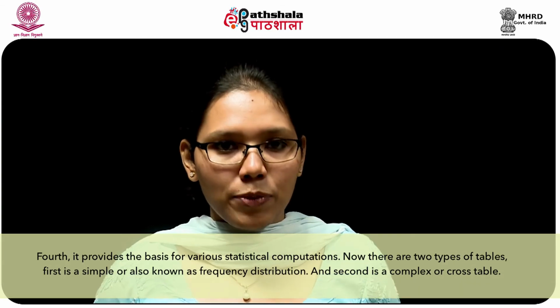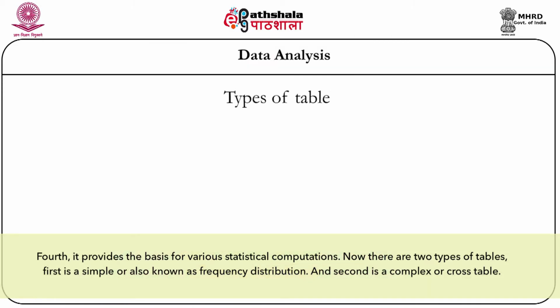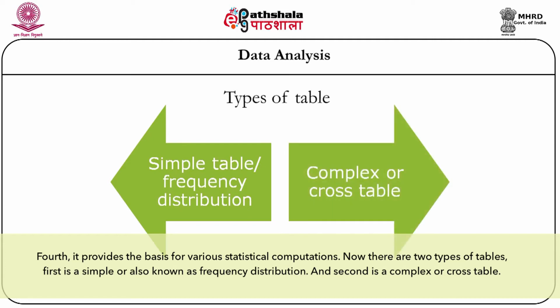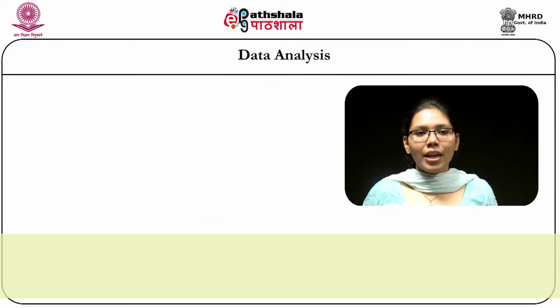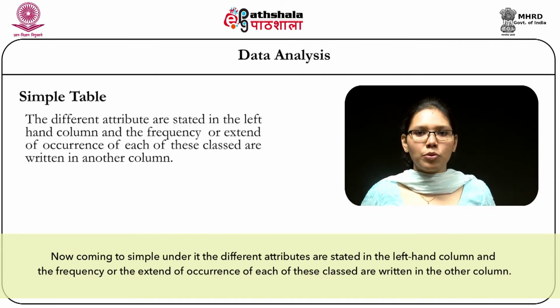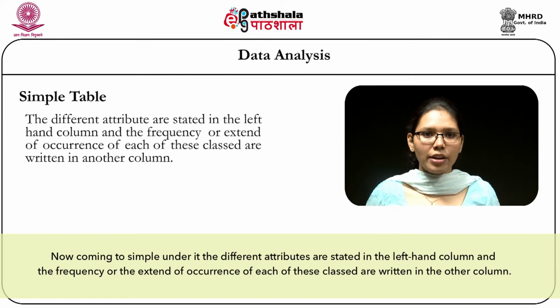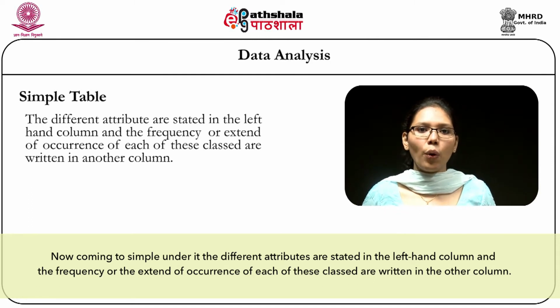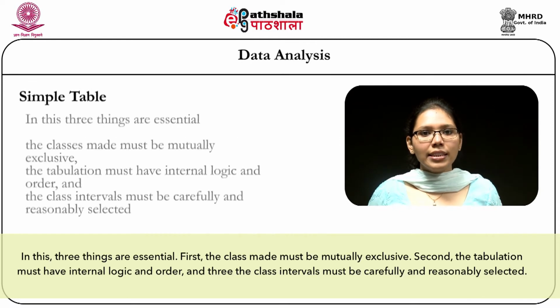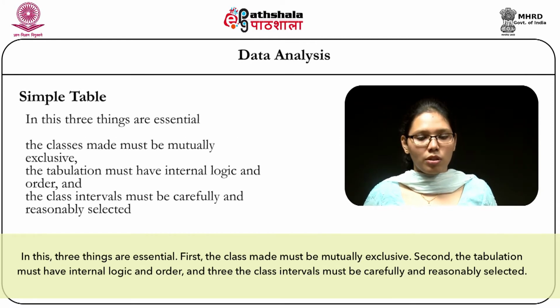Now there are two types of tables. First is a simple table, also known as a frequency distribution, and second is a complex or cross table. Now coming to a simple table, under it the different attributes are stated in the left hand column and the frequency or the extent of occurrence of each of these classes are written in the other column. In these, three things are essential.